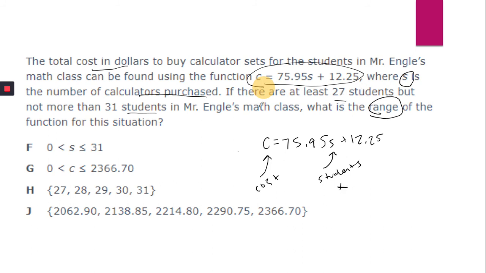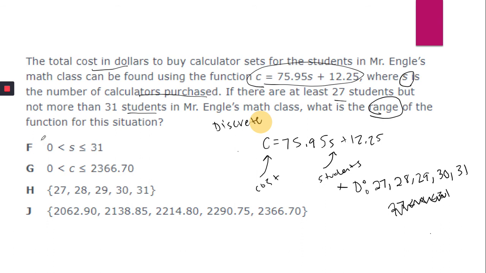Well, it says I have at least 27 students, but no more than 31. So that means if I was doing domain, I have 27 students, 28 students, 29 students, 30 students, or 31 students. This has to be discrete. It cannot be continuous. If I say it's everything between 27 and 31, that means I have 27.1 of a student, 27.22 of a student. That doesn't make sense. So this is discrete. This is a discrete situation. So F and G are automatically out, because when I see inequalities, I know that these represent continuous situations.